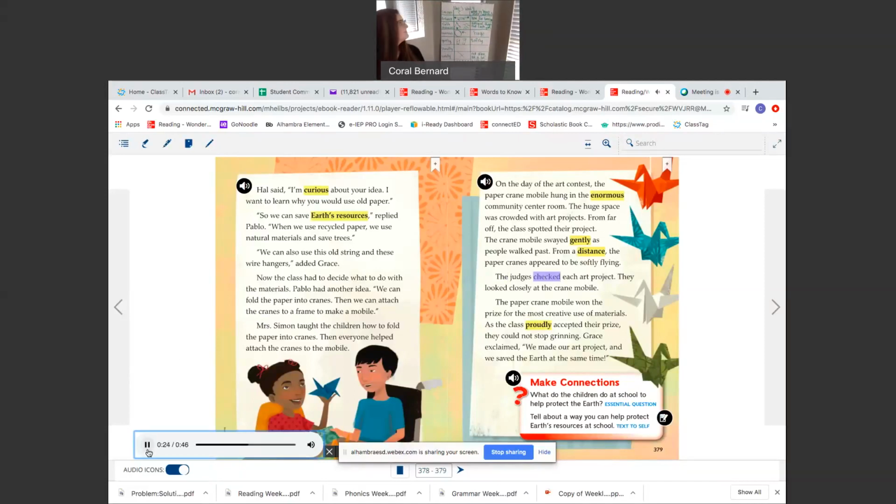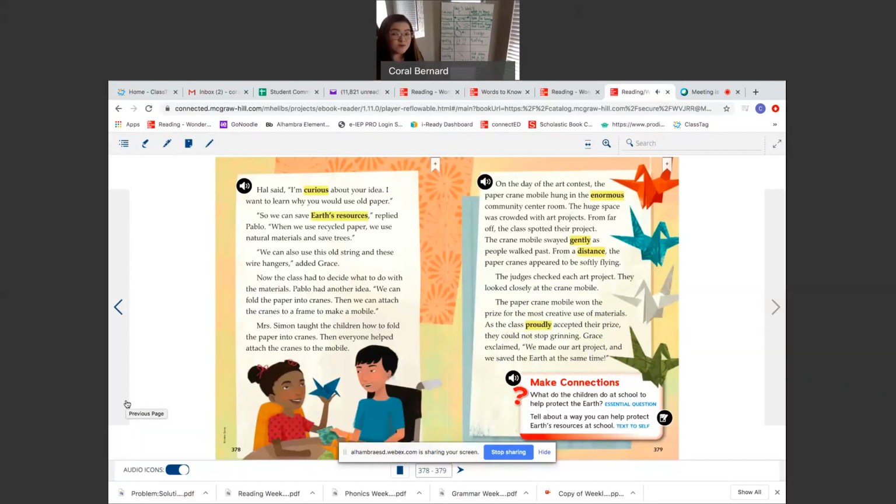The judges checked each art project. They looked closely at the crane mobile. The paper crane mobile won the prize for the most creative use of materials. As the class proudly accepted their prize, they could not stop grinning. Grace exclaimed, "We made our art project, and we saved the earth at the same time."